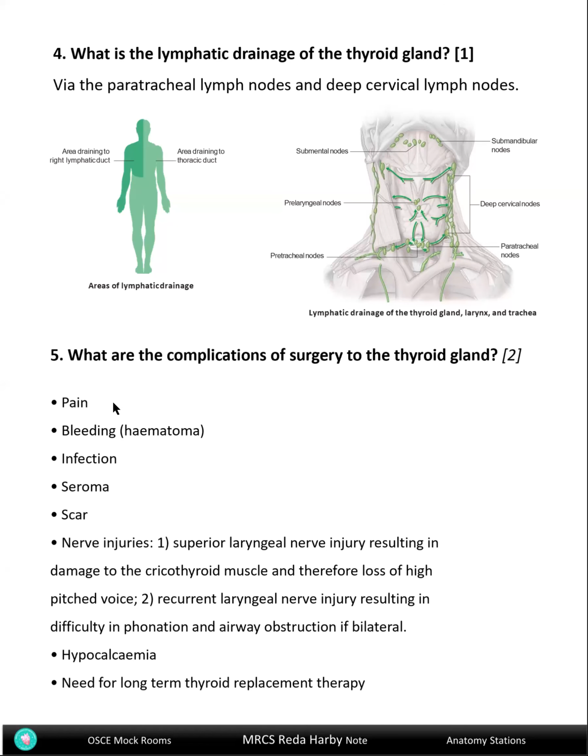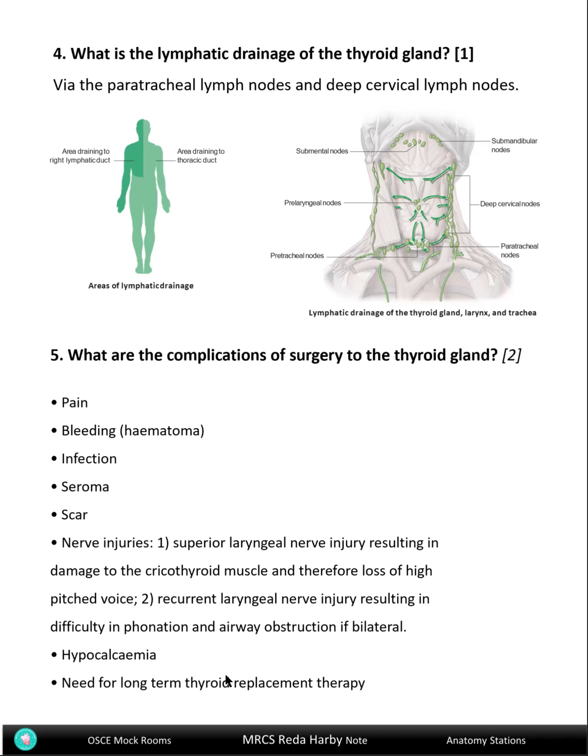What are the complications? Pain, bleeding, hematoma formation, seroma, infection, scar, nerve injury. Superior laryngeal nerve injury damages the cricothyroid muscle, causing loss of high-pitched voice. Recurrent laryngeal nerve injury causes difficulty in phonation and airway obstruction if bilateral.